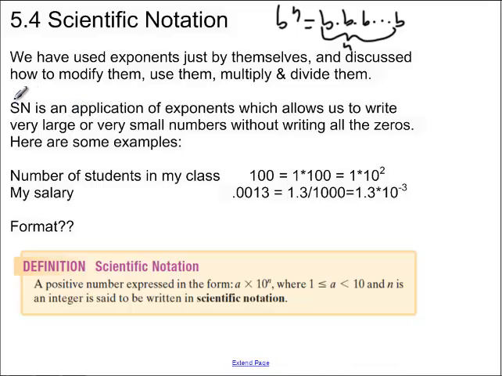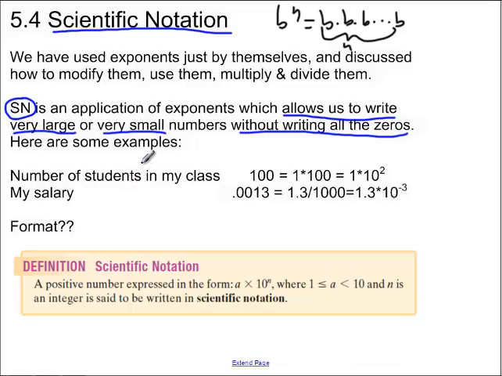and we're going to talk about scientific notation. Scientific notation is a special application of exponents. What scientific notation really lets us do is kind of shorthand for either very large or very small numbers. It allows us to write those very large or very small numbers in a shorthand, especially without writing a whole bunch of zeros.